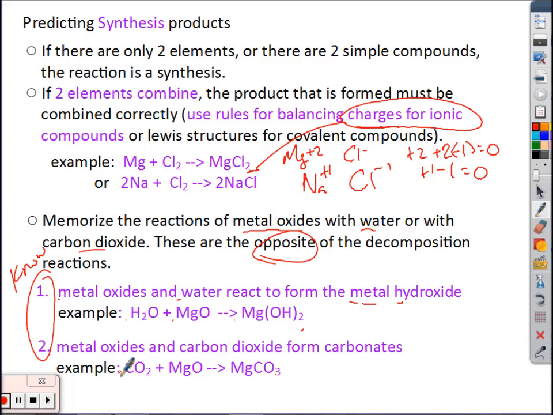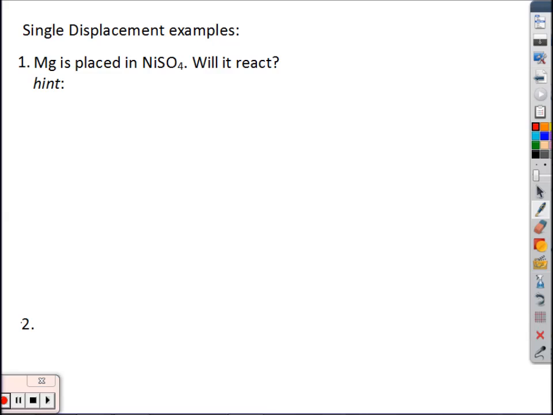If I have carbon dioxide, which is right here, with my metal oxide, I'm going to form a carbonate. Carbonate is anything with CO3 in it. Again, it's the opposite of what happens when this goes the other direction. It breaks up into the metal oxide and the carbon dioxide.